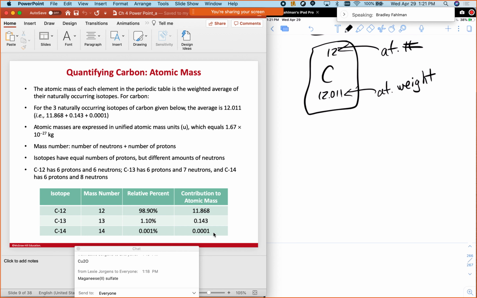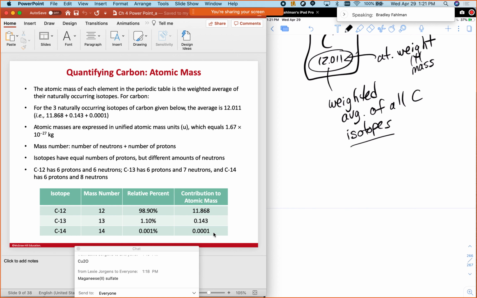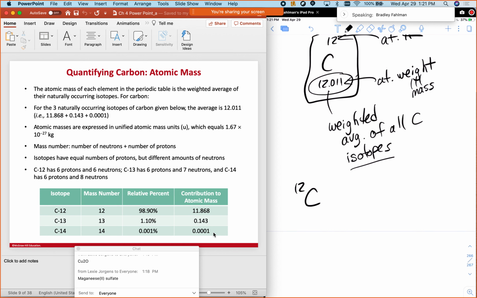Some books will call it atomic mass as well, so sometimes you'll see it as atomic mass. But this number is, again, the weighted average of all the isotopes, in this case carbon isotopes. So if carbon has carbon 12, carbon 13, and carbon 14, then you've got their relative abundances here.